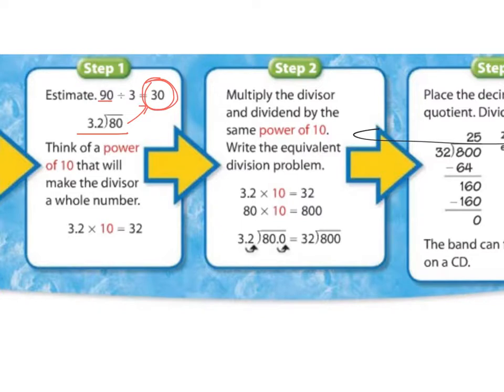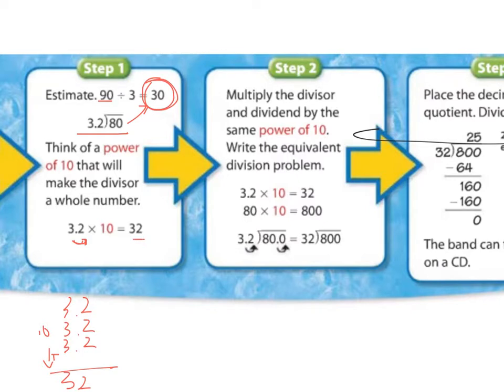All right, so we're going to think of a power of 10 that will make the divisor a whole number. Which is the divisor? Well, the divisor is on the outside, what we're dividing by. And I know that I can multiply 3.2 times 10. That's going to move the decimal one space to the right, and it's going to become 32. If I had ten 3.2s all added together, I would get 32. And so the easy way to do that is just to move the decimal over once.